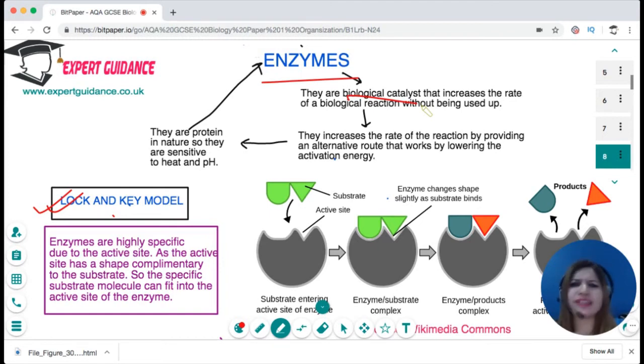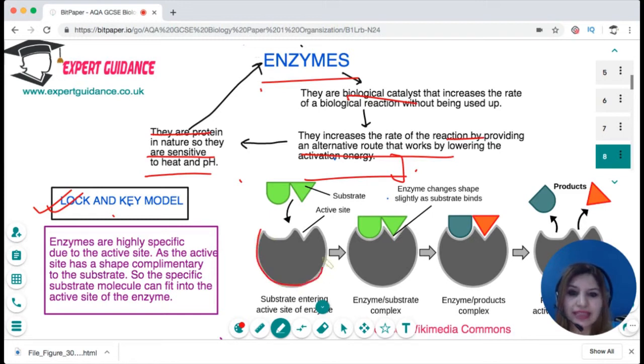Now, what do enzymes do to increase the rate of reaction? They actually provide an alternative route to a reaction which works by lowering the activation energy. And enzymes are chemically proteins, so they are very sensitive to heat, pH and temperature. Now this is the structure of the enzyme, and the enzyme has a specific shape, and it has a site called the active site. The active site is a site where substrate molecules bind to it.